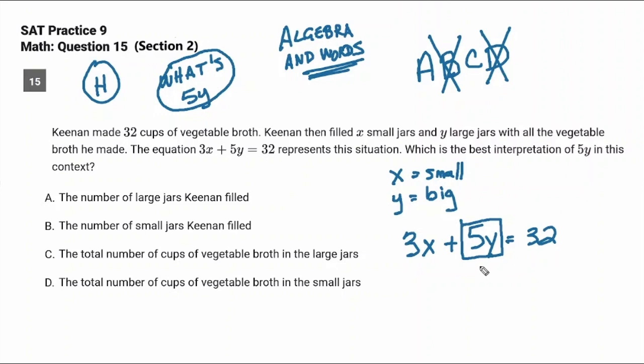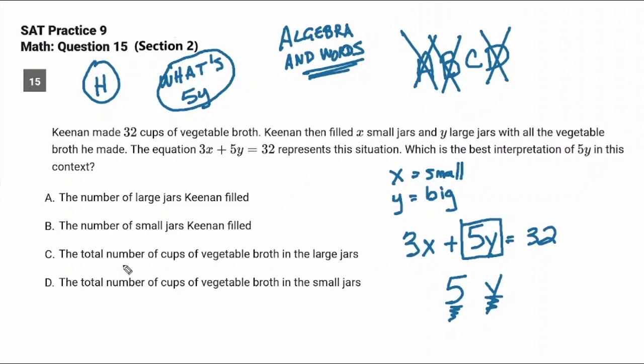Now, 5y, there's 2 things in it, right? There's a 5 and there's a y. What's the y? Y is the big jars. And what's the 5? 5 is, well, it's the number of big jars. Okay, what's A say? A says number of big jars. Is that 5y? No, man, that's just 5. So that's gone.